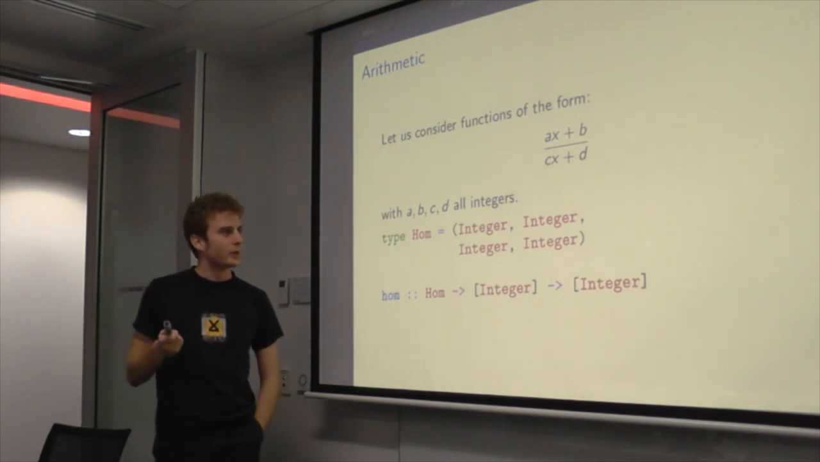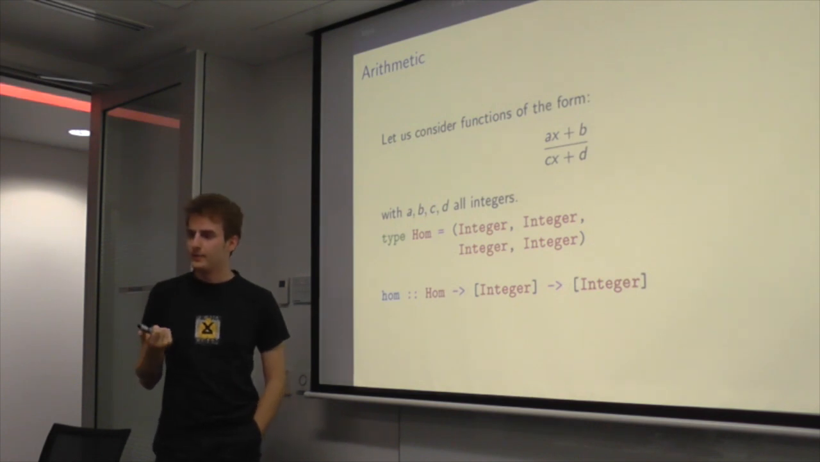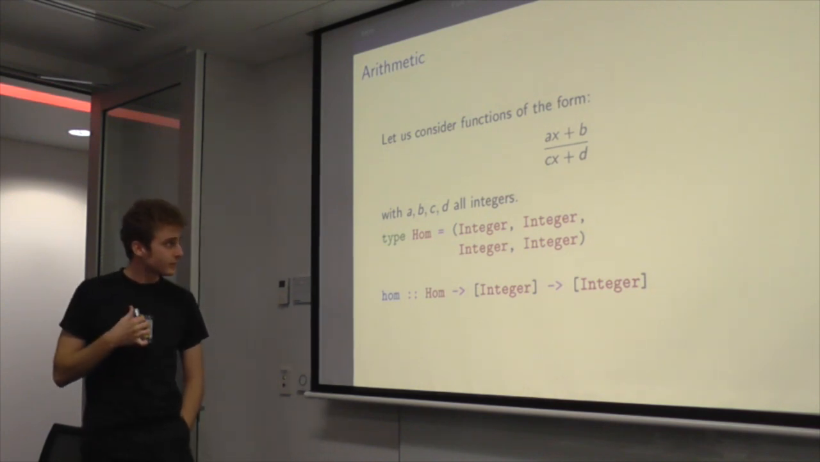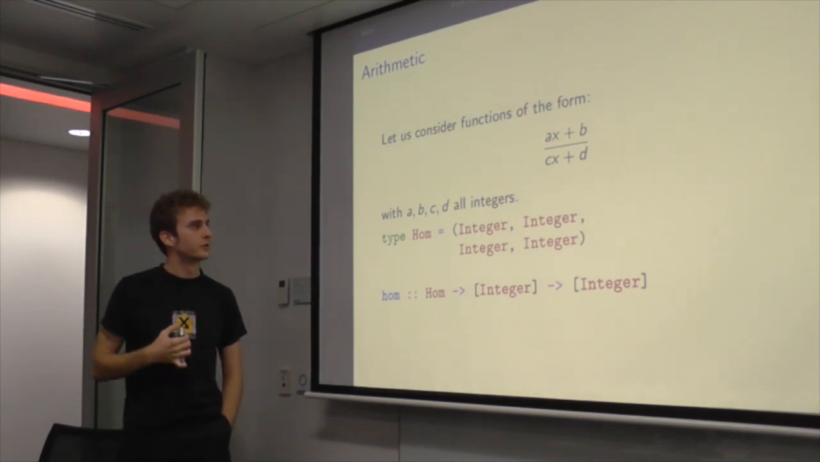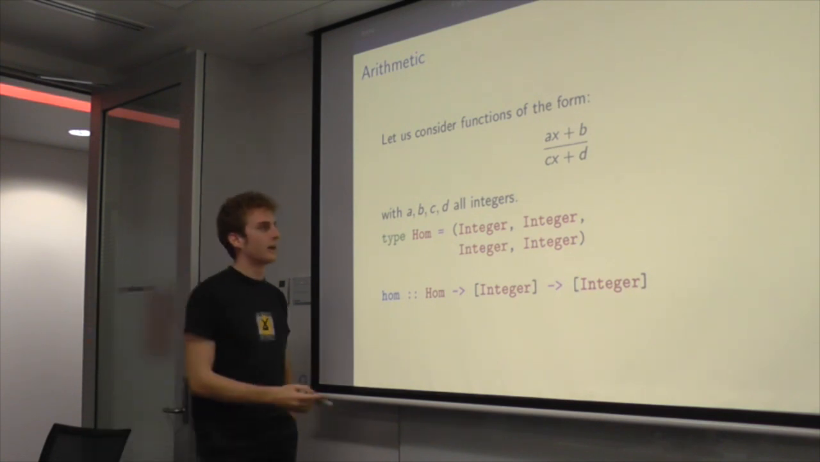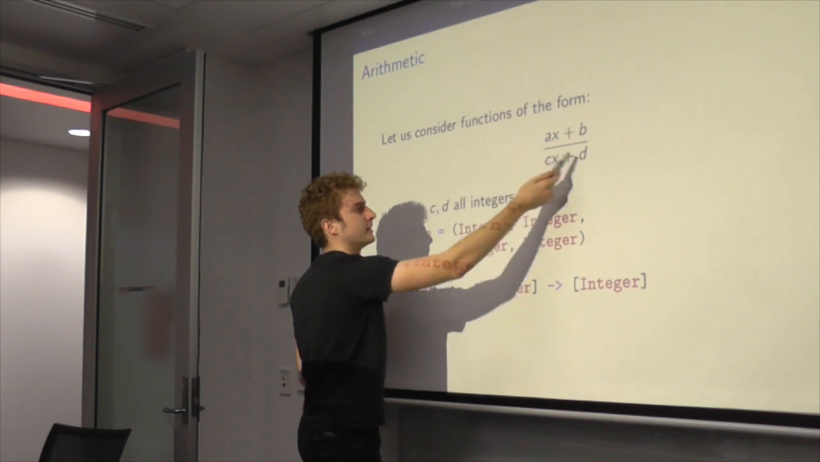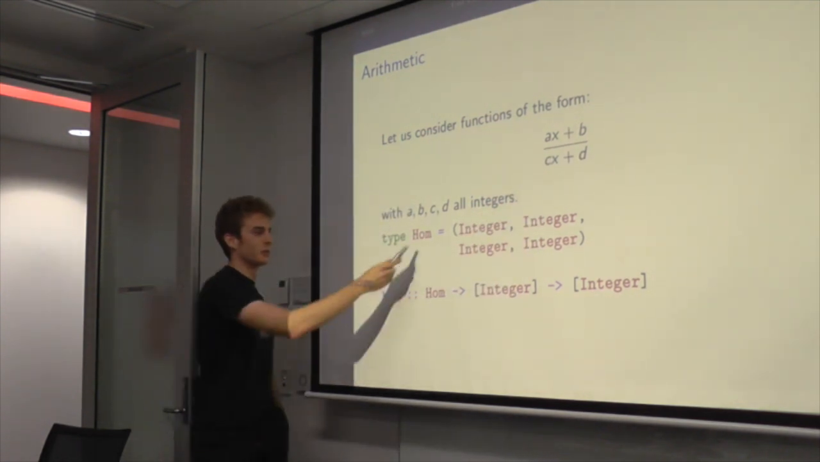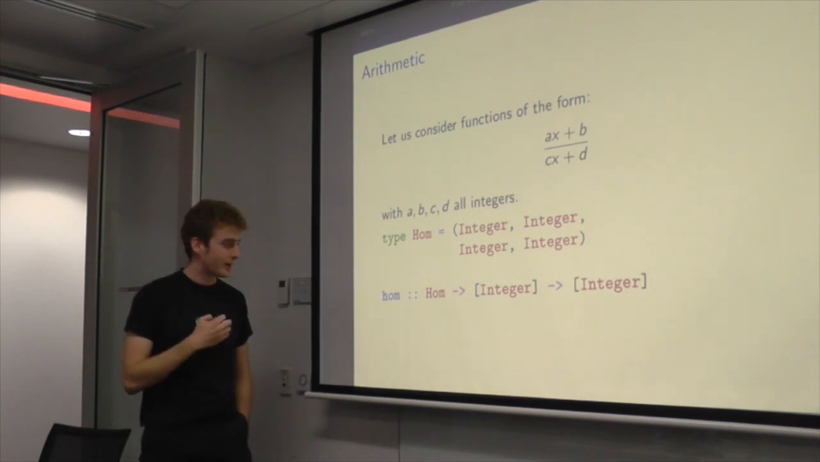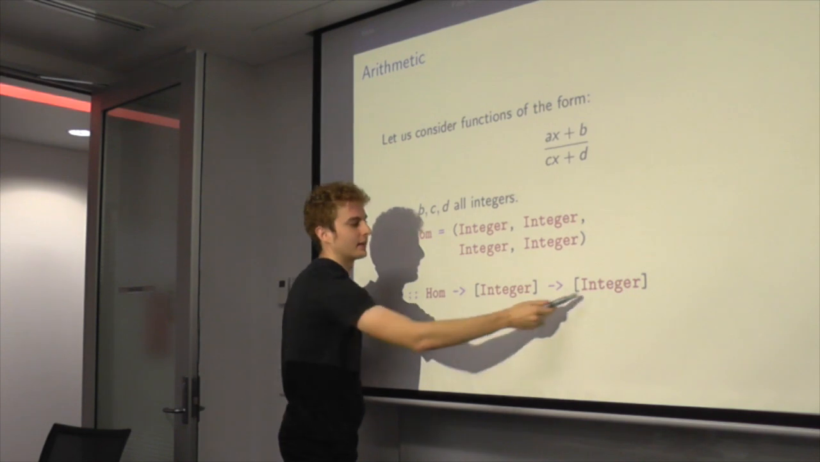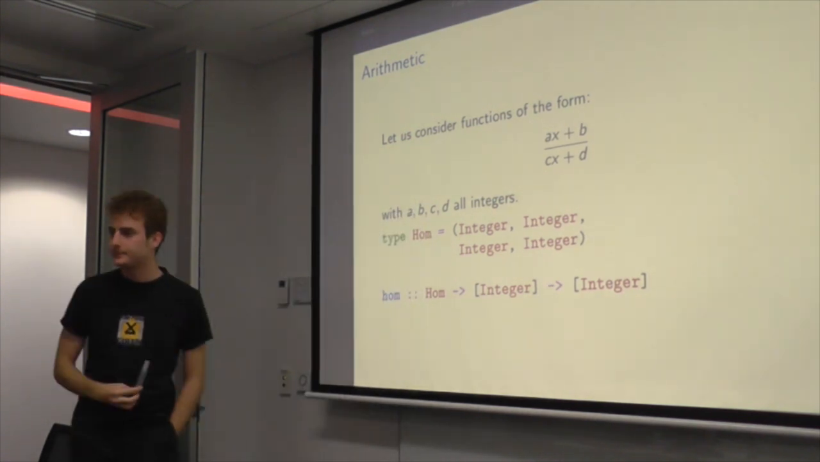So what we're doing here is following a really ingenious method of working with these things, invented by Bill Gosper, in the 80s, I think. So let's look at functions of this form. Suppose x is our continued fraction, and we're looking to do something like this where a, b, c, d are all integers. In maths, these are called homographic functions, so I'm just going to call them homs. Our goal here is to invent some kind of function which, given a hom, will apply it to a continued fraction and then give us the new continued fraction at the end.